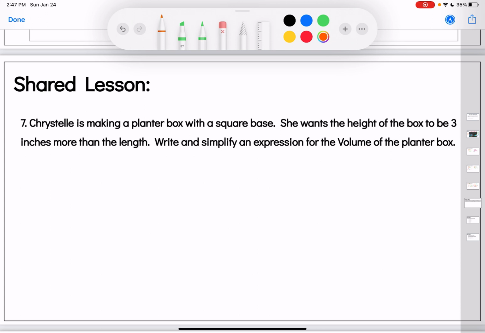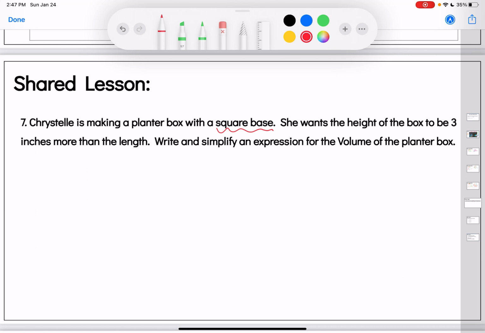So Christelle is making a planter box with a square base. She wants the height of the box to be 3 inches more than the length. Write and simplify an expression for the volume of that planter box. So a planter box is just like a box we plant flowers in, right? It's going to have a square base. So if we start with this, we know that the bottom would be a square.